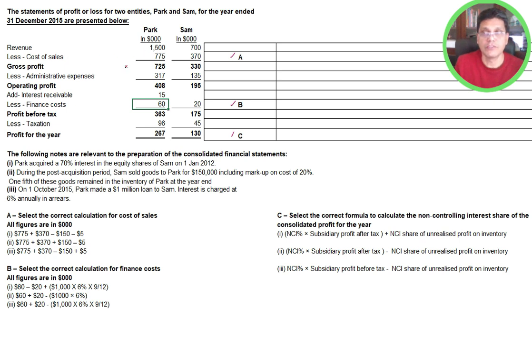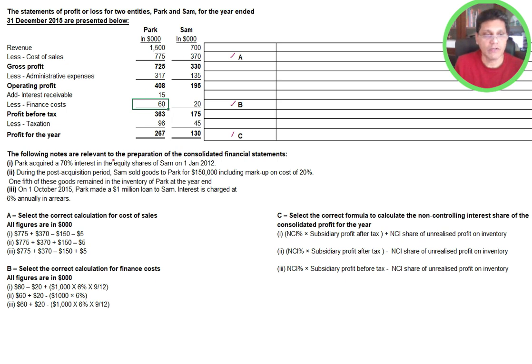We need to prepare a line by line consolidation, and we need to add all these revenue, cost of sales, administration expenses, all these things will have to be added to prepare the consolidated financial statement. When you add, we need to identify any intercompany transactions. These intercompany transactions will have to be eliminated, and also if there are any unrealized profits, those unrealized profits will also have to be removed from the profit.